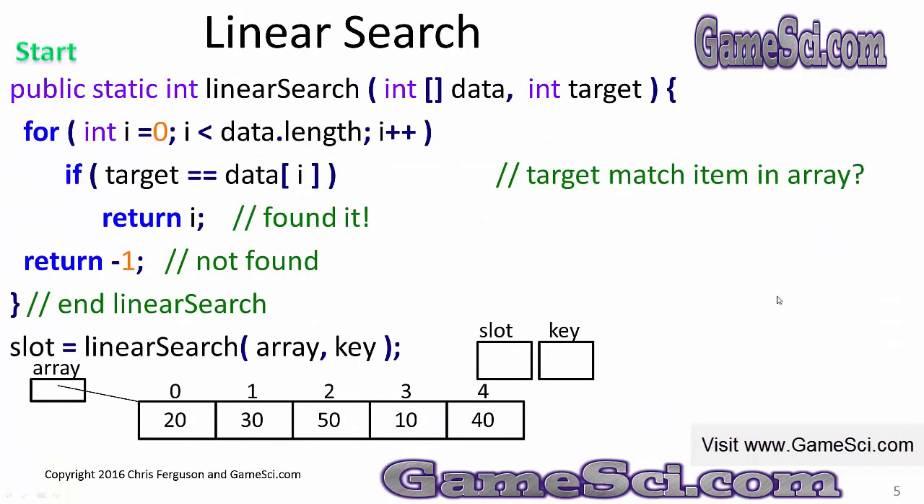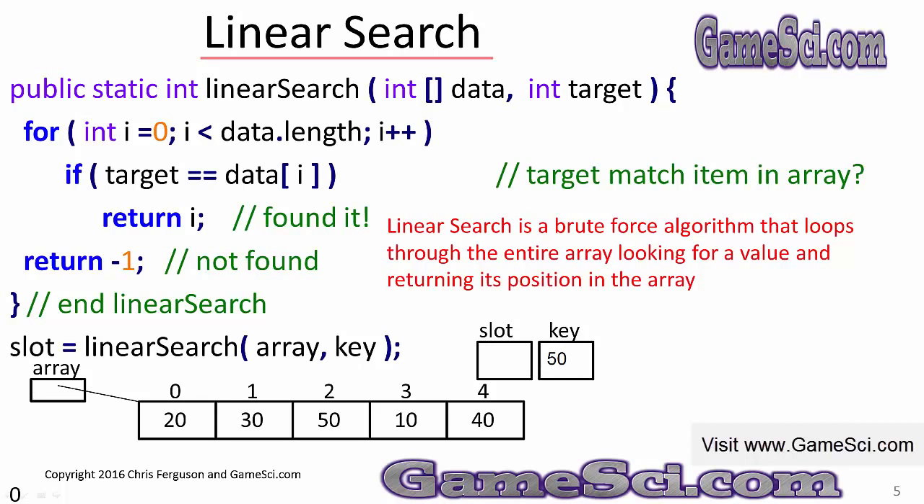Time to look at an algorithm. Linear search. Linear search is something you do on arrays. I want to search an array to find an item, and we're going to do it in a linear manner, which means start at the beginning and go down the entire array. Linear search is a brute force algorithm that loops through the entire array looking for a value and returning its position in the array. Start at position 0 and just go down the list, and when we find it, we'll return the subscript or index where that item is located at.